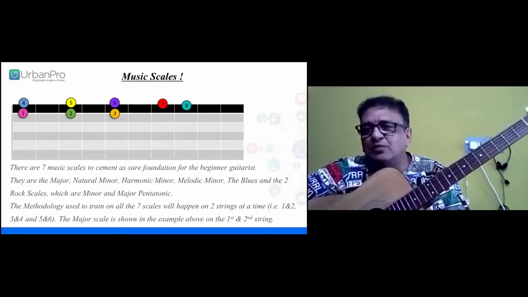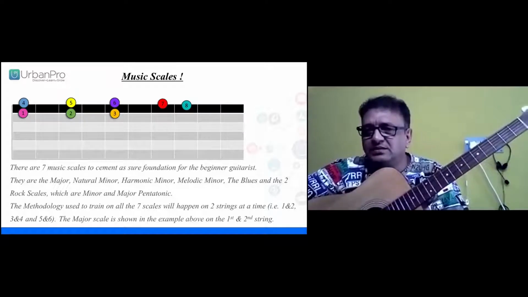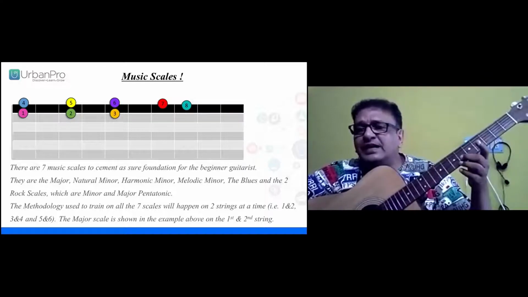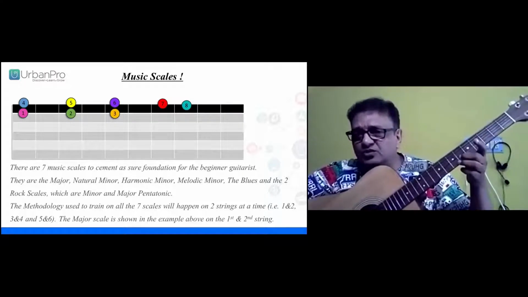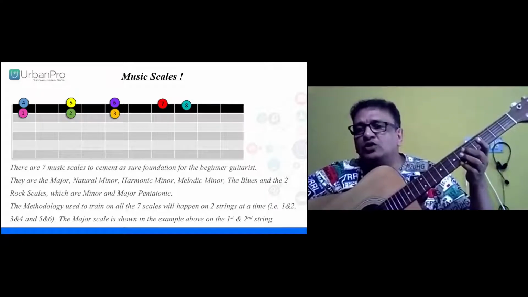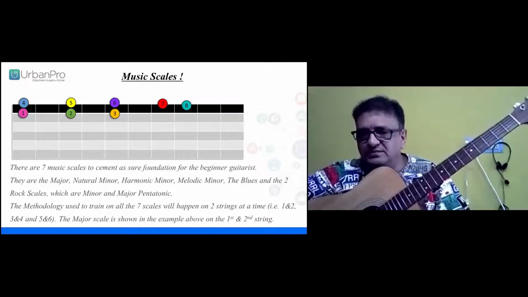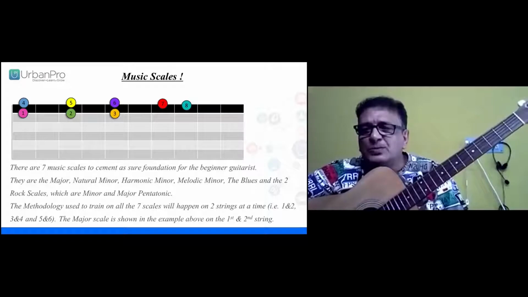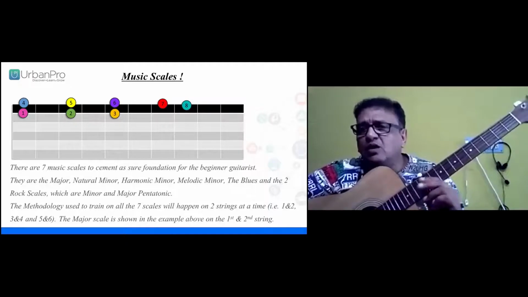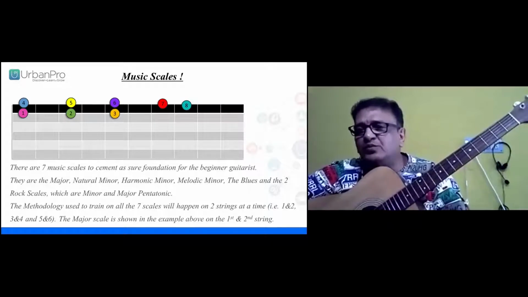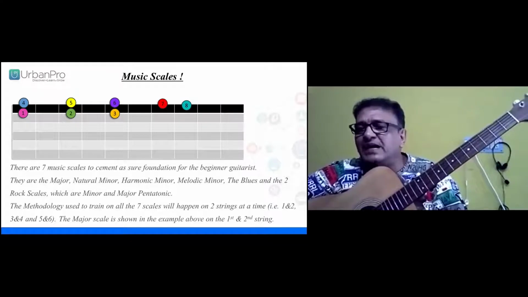So in today's lesson, I'm going to show you the methodology that I will use to train you on all the 7 scales. In other words, I will begin with showing you how to train on it from the first 2 strings. That's the 1 and 2. Then moving on to the 3rd and 4th string, and then on to the 5th and 6th string. So for today, the way you will train on it on the first 2 strings, I'm going to begin with showing you how to play the major scale.